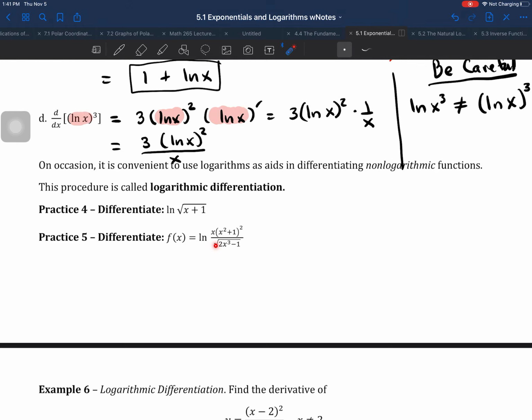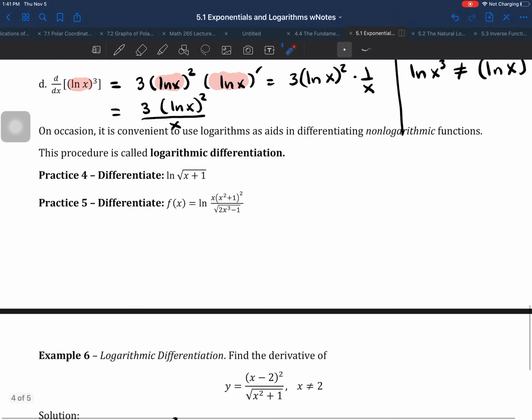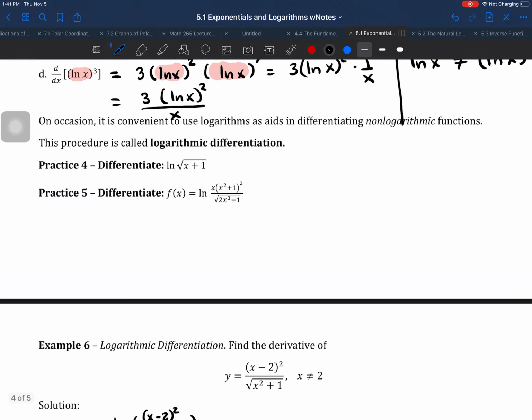Alright, on occasions it is convenient to use logarithms as aids in differentiating non-logarithmic functions. This procedure is called logarithmic differentiation. For example, I'll try this problem here, practice 4, where we have natural log of the square root of x plus 1, that is, x plus 1 to the 1/2. Let's find the derivative of this.